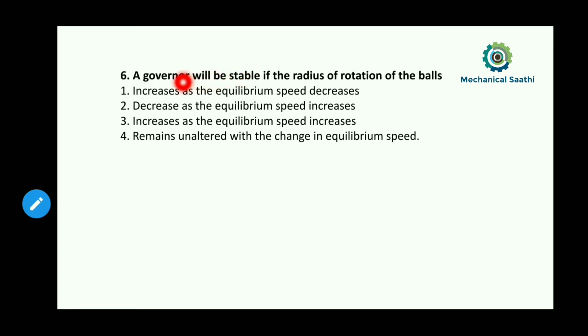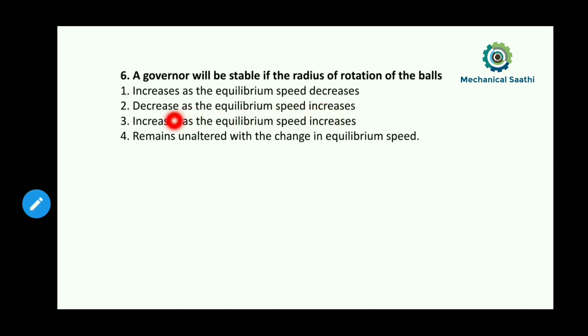Okay, so let us check our answer like these options. Option 1 cannot be the answer because it says that the radius of rotation is increasing as the equilibrium speed is decreasing. No. Option 2 says the radius of rotation decreases as the equilibrium speed increases, so it cannot be the answer also.